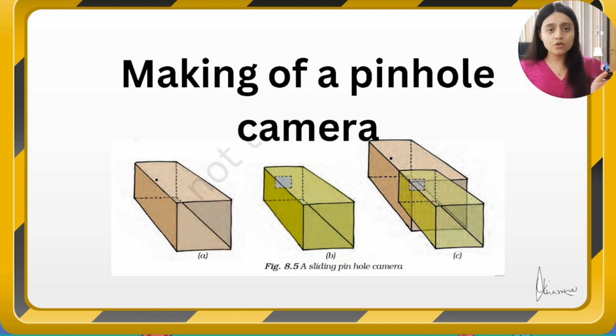You can take a box, one shoe box, the kind you get when you buy new shoes. In that shoe box you can make a small hole. Then you take a second shoe box and make a square type of structure like this. You can see here.